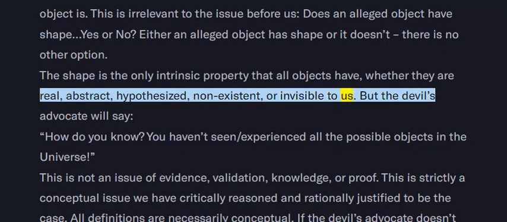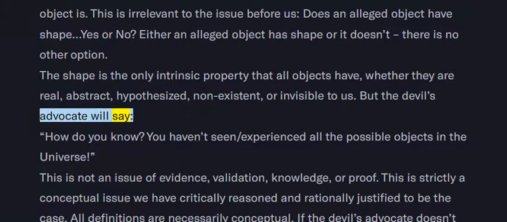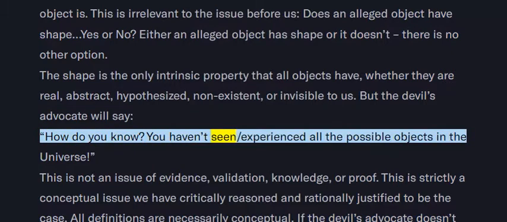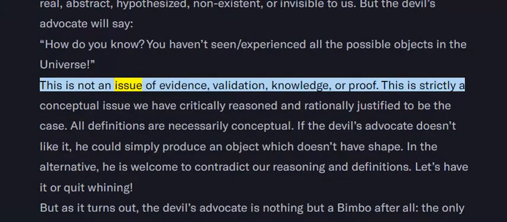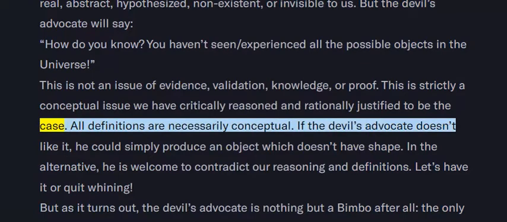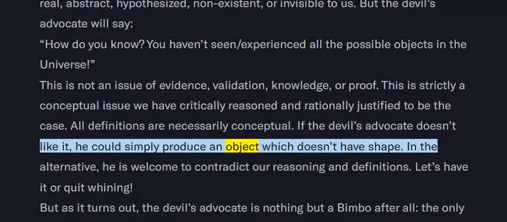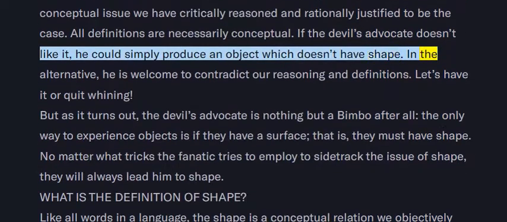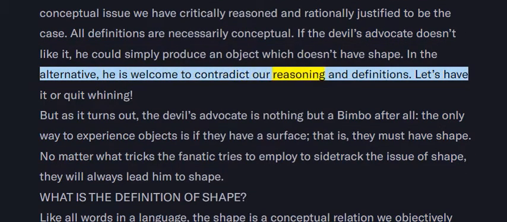to us. But the devil's advocate will say, how do you know? You haven't seen/experienced all the possible objects in the universe. This is not an issue of evidence, validation, knowledge, or proof. This is strictly a conceptual issue we have critically reasoned and rationally justified to be the case. All definitions are necessarily conceptual. If the devil's advocate doesn't like it, he could simply produce an object which doesn't have shape. In the alternative, he is welcome to contradict our reasoning and definitions. Let's have it or quit whining.